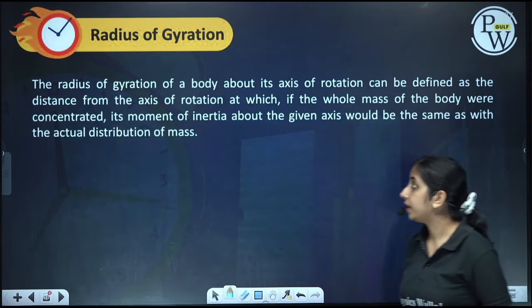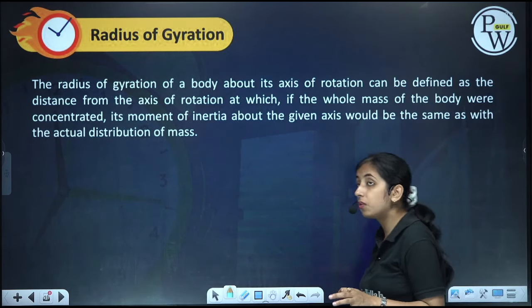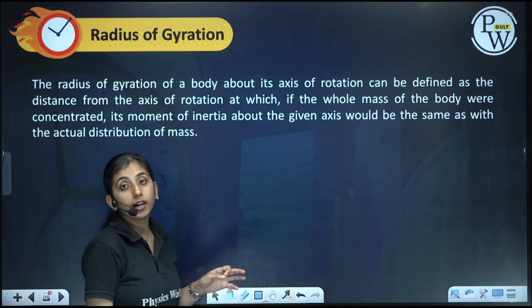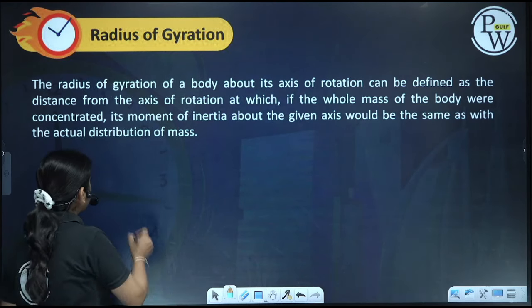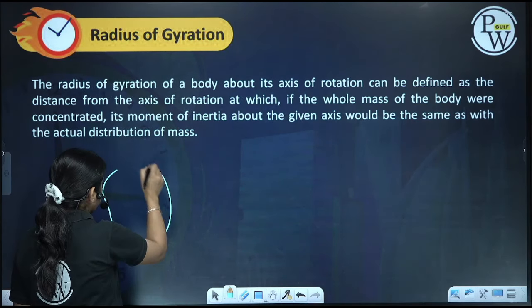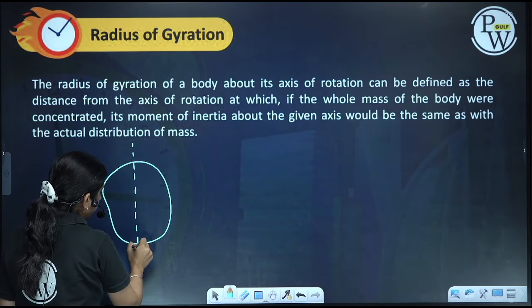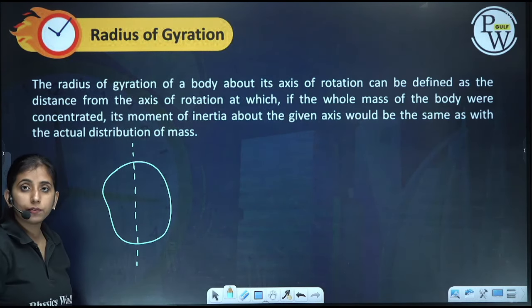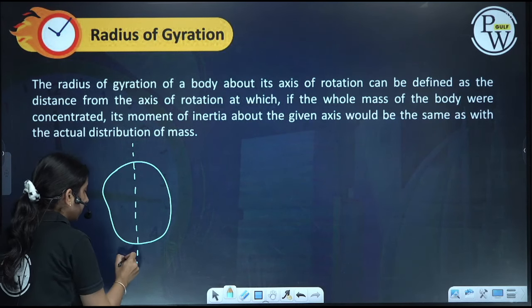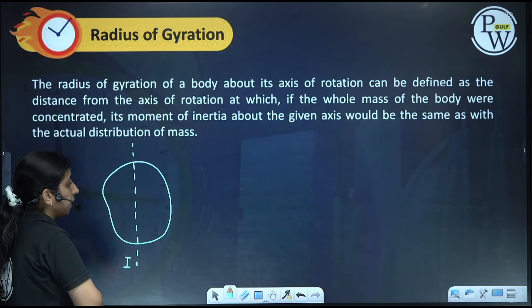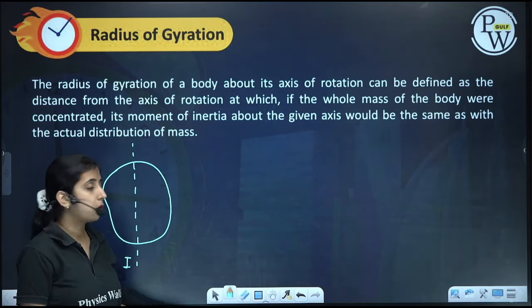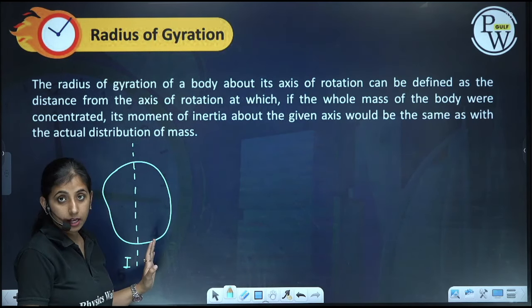Let us see what the radius of gyration is. The radius of gyration of a body. Suppose we have a complete rigid body. We find the moment of inertia of this body about this axis. Okay, we found that the moment of inertia of this body about this axis is I.